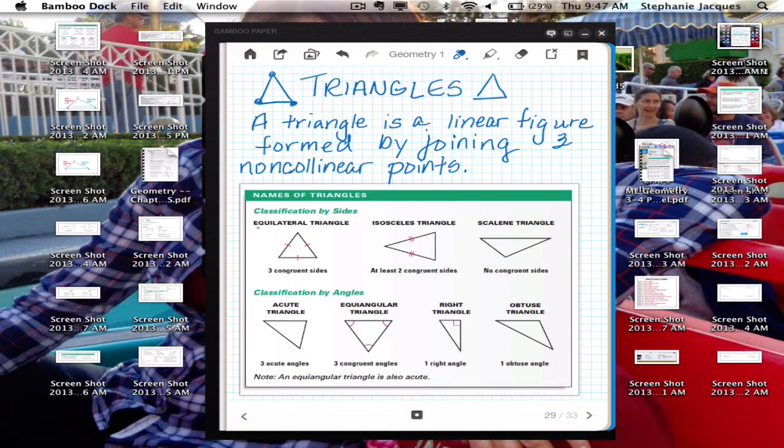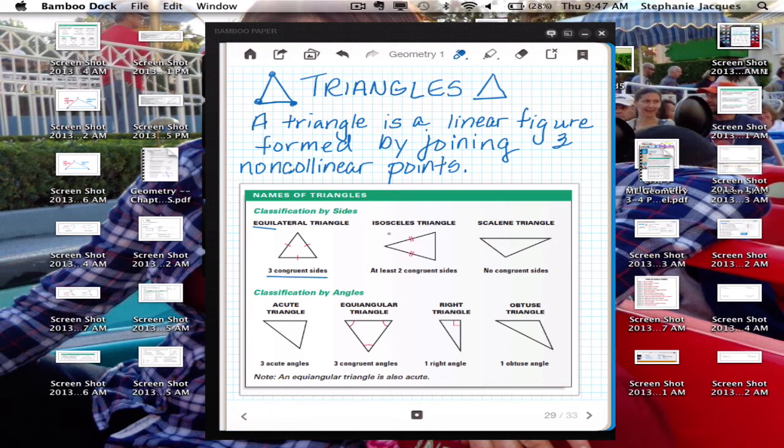First type of triangle is an equilateral triangle. So as it says in its name, equal, you have 3 congruent sides, and the way you indicate that is by putting the same amount of tick marks on each side. So if I have 1 here and I want to say this is equal, I put 1 there as well. So they have 3 congruent sides.